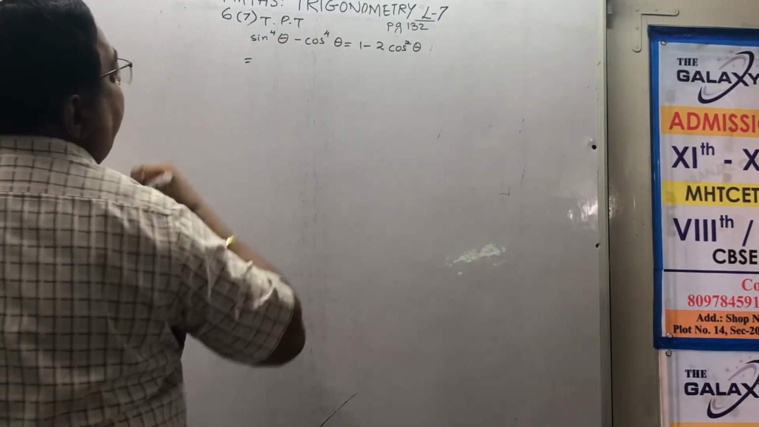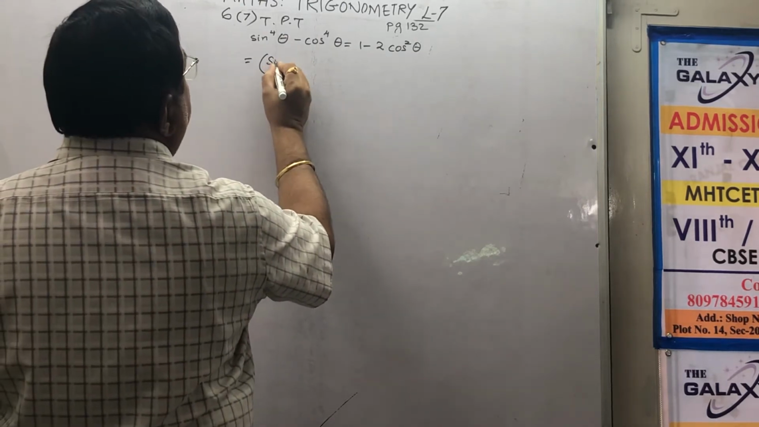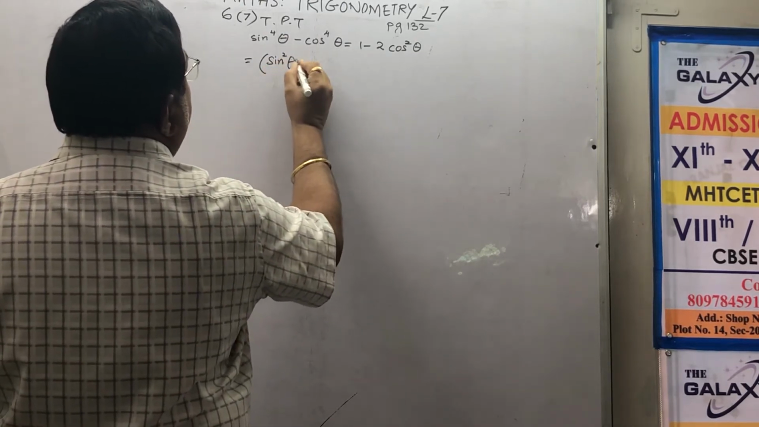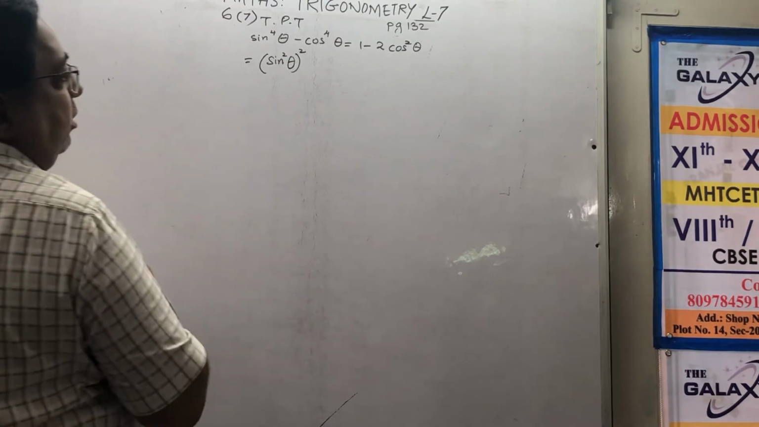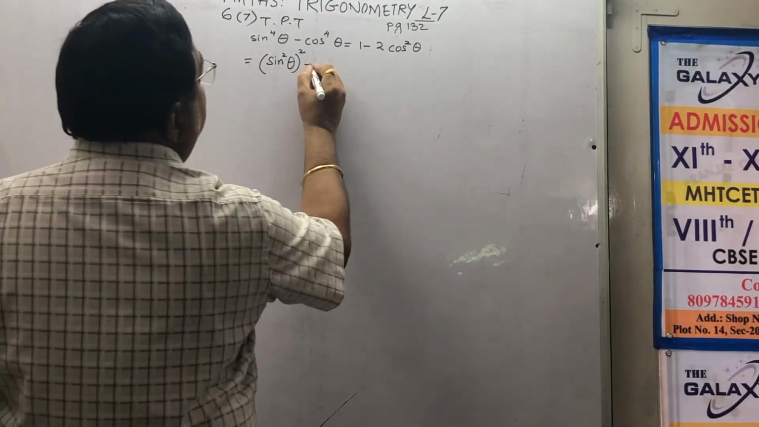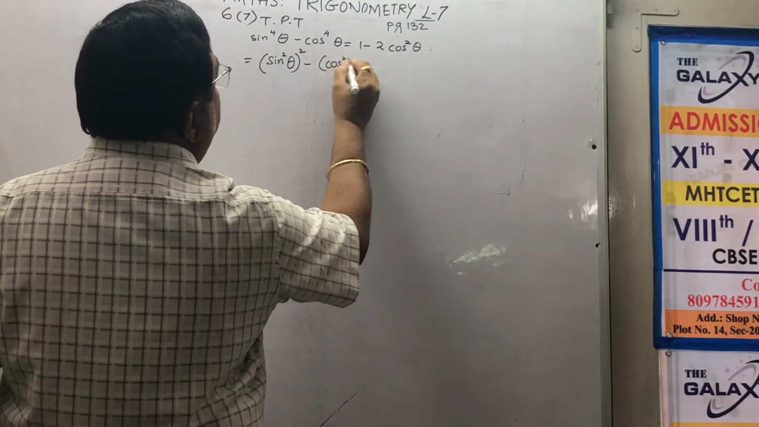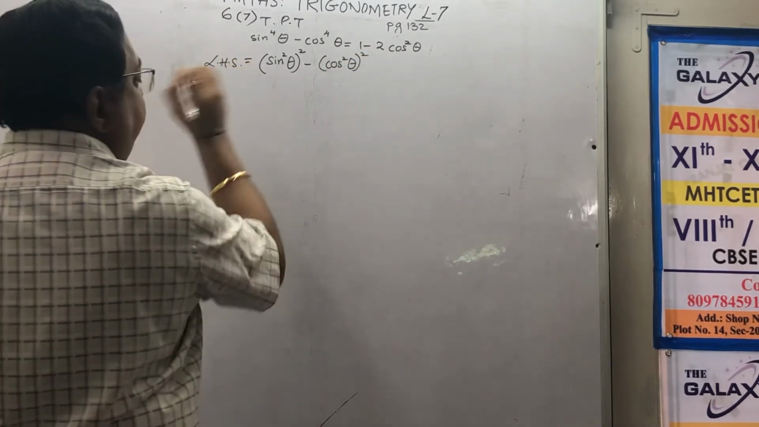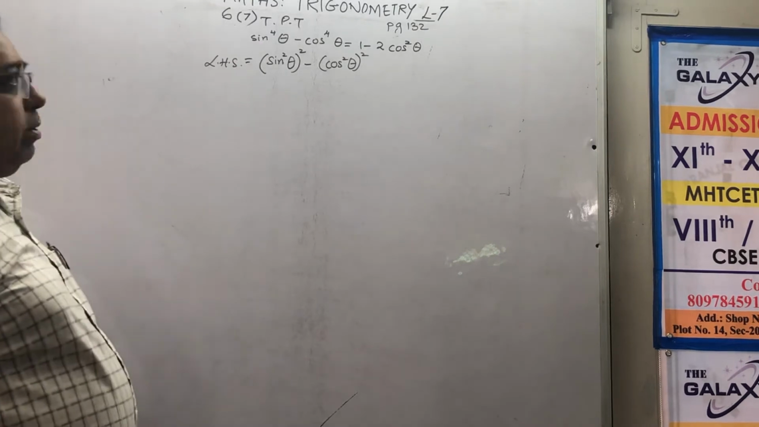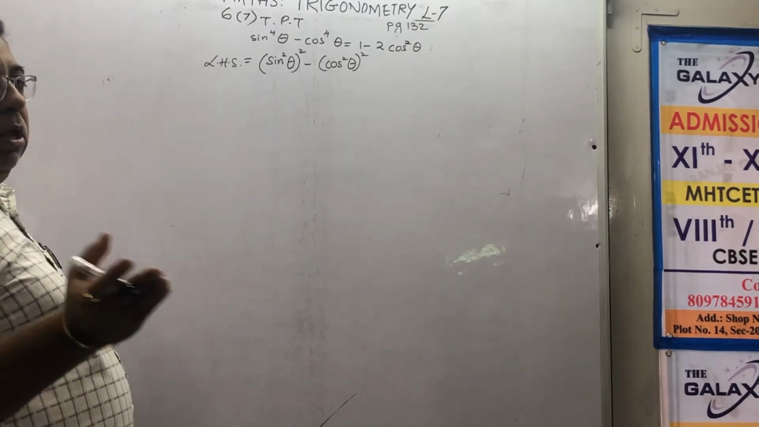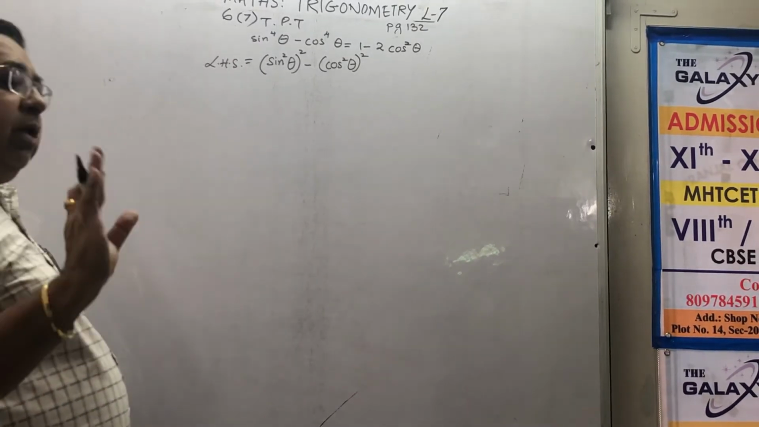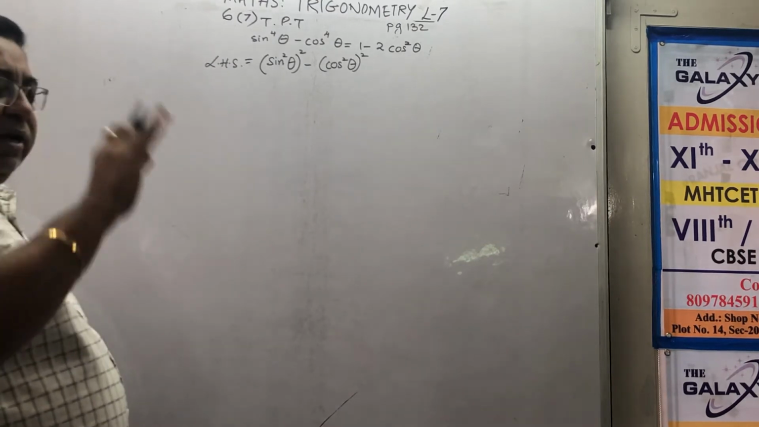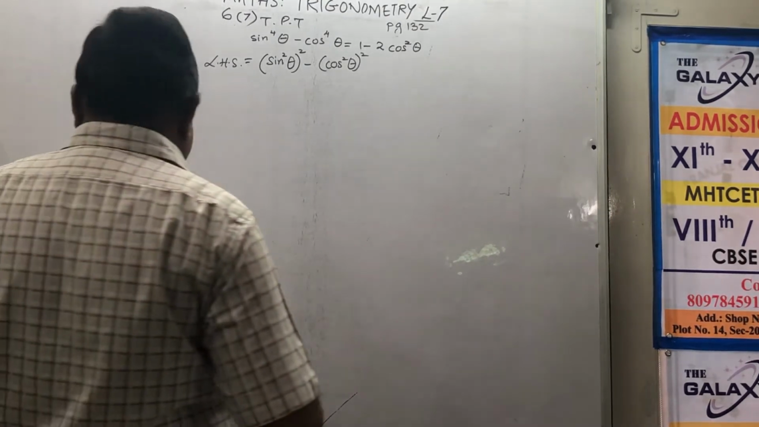Now 4s I cannot handle, but 2s I can handle. So I have sine square theta, the whole square. That is how we write 4. And minus cos square theta, the whole square, is my left hand side. See how I modified, because our identities don't have 4. They are only up to square. Sine square theta plus cos square theta is 1. So step number 1.